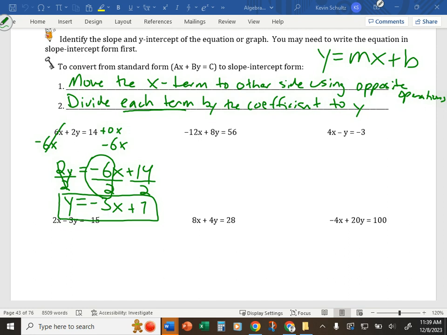Step 1, move the x term over to the other side using opposite operations. Since it's a negative 12x, we're going to be adding 12x, and all of you are writing this work down in your binder, right? So we can see. We're not gonna single anyone out on the world of YouTube. We don't need to do that. I'm just making a general reminder, okay?